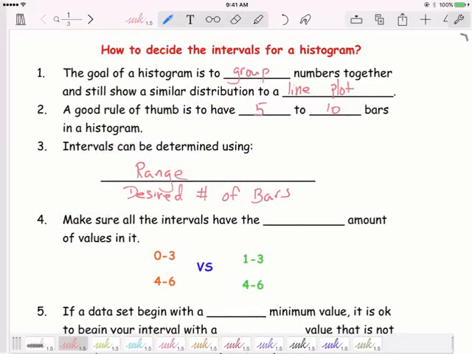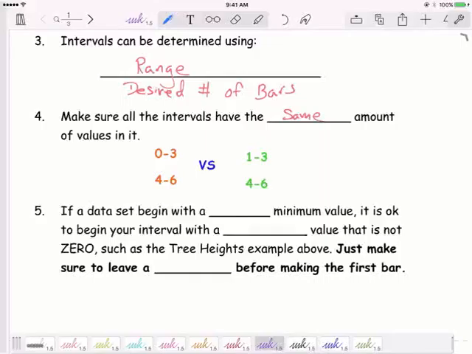Now, make sure all the intervals have the same amount of values in them. Let's compare the interval groups below. For 0 to 3, the data values include 0, 1, 2, and 3. For 4 to 6, the data values include 4, 5, and 6. They are different as one includes 4 data values while the other only includes 3 data values.